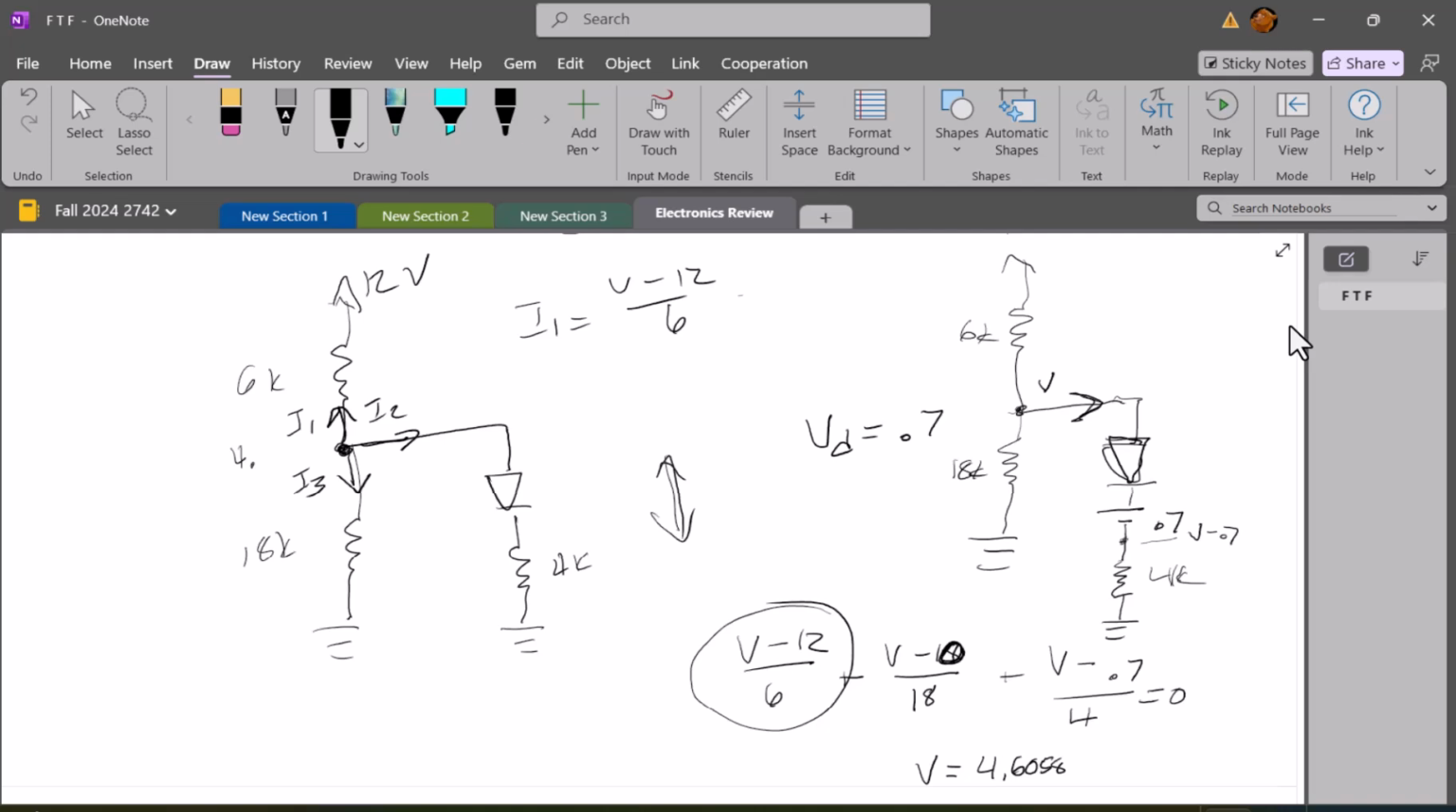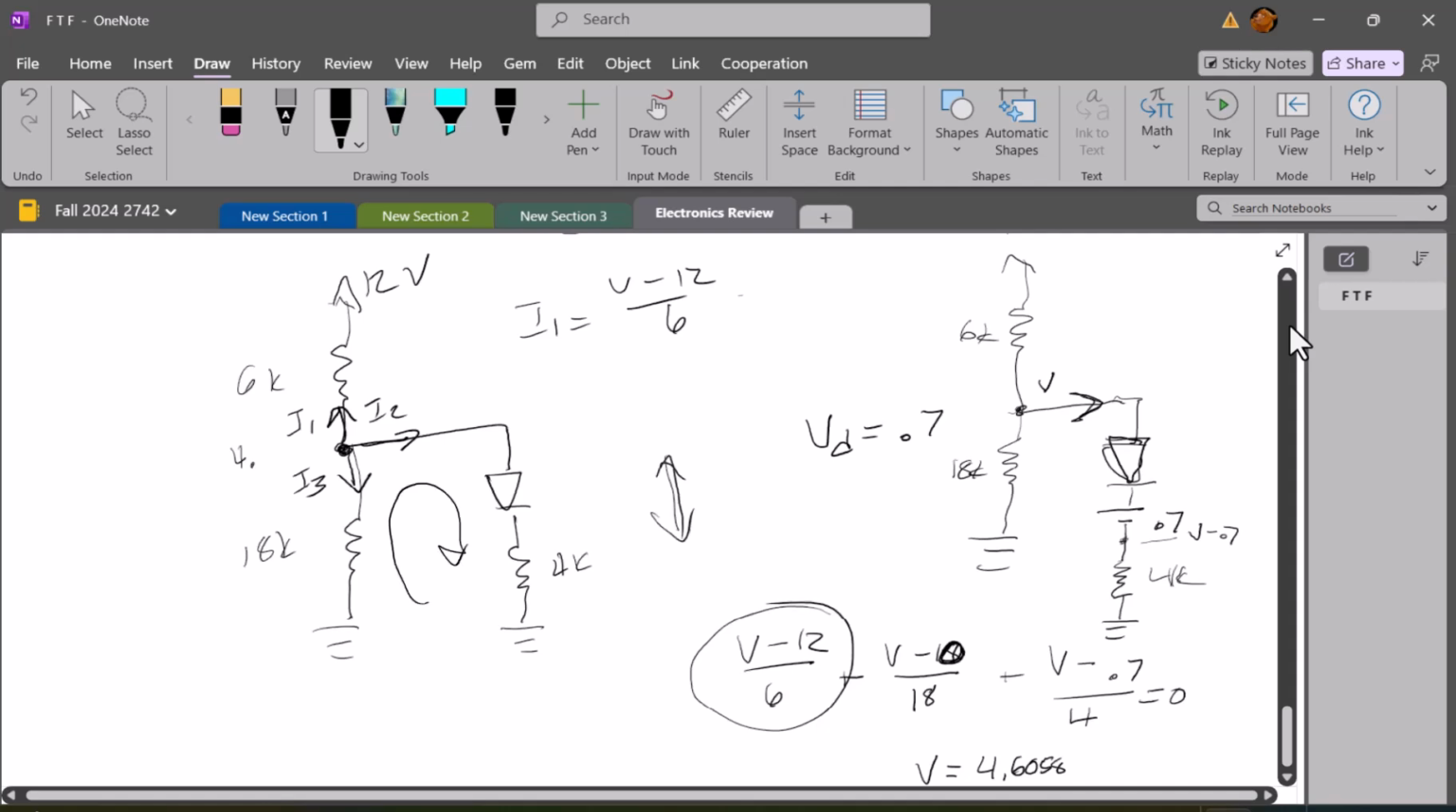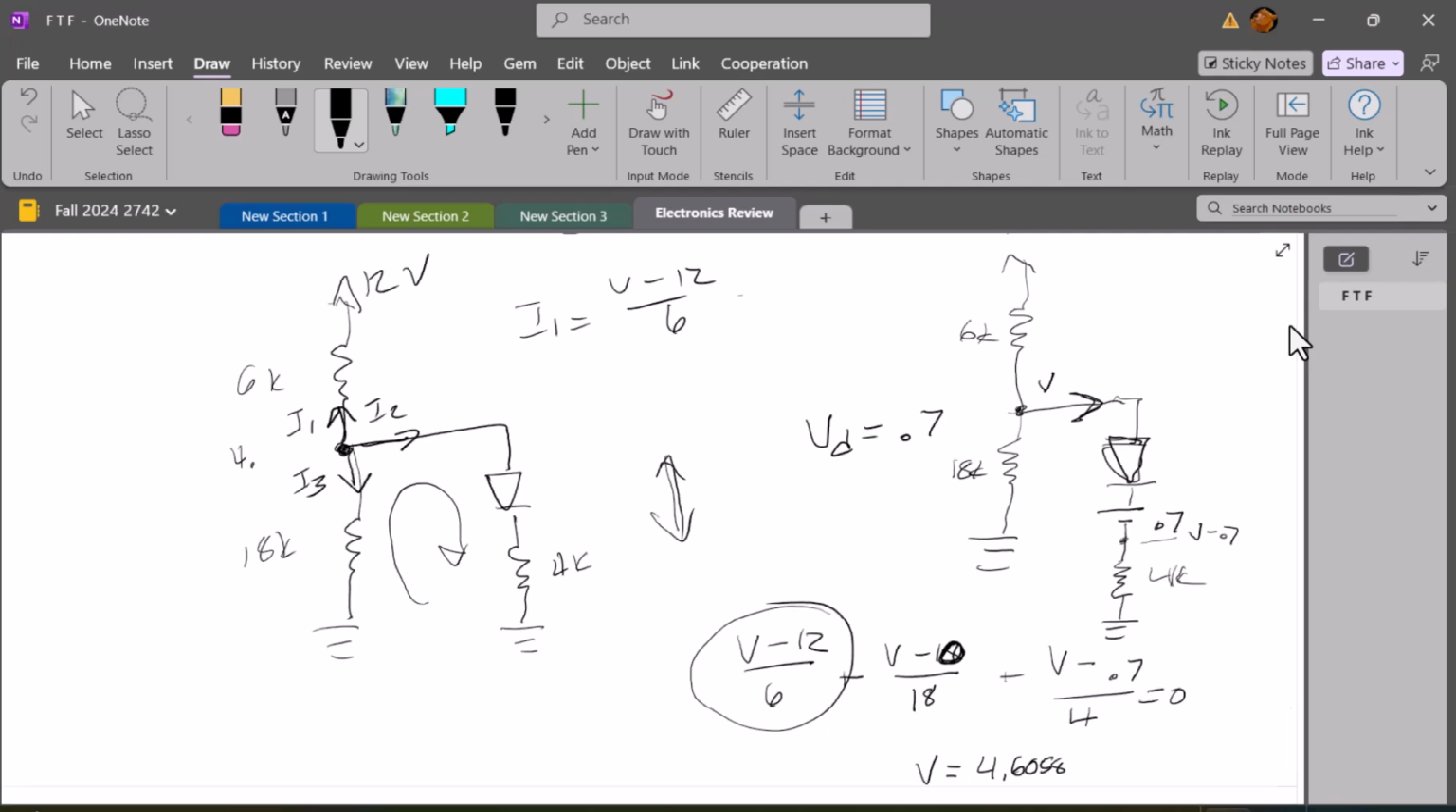Okay, thank you. Now I have noticed, at least when I took electronics, the professor seemed to like KVL better than KCL. I don't know the current there, I don't know the current there. Yeah, I just do better with nodal analysis, so I'm going to stick with the way that I know how to do it.